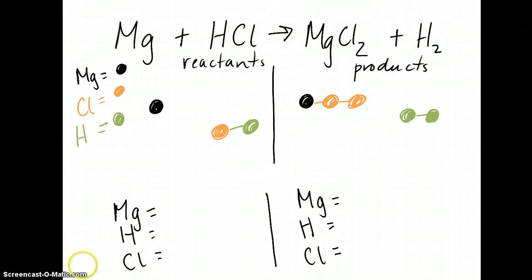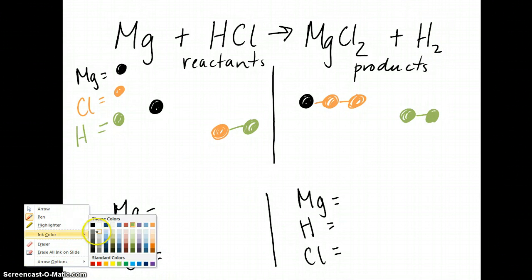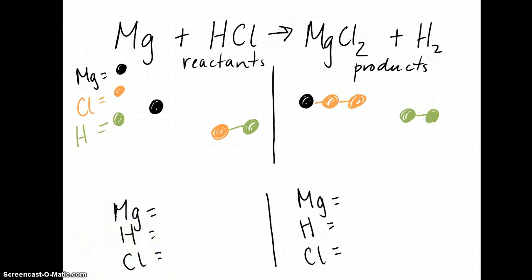So let's do our counting system and see how much we have of everything, and I'll move to the black pen again. So it looks like I have one magnesium here, and I have one magnesium here. They are both balanced, so you have the same number in the reactant side as in the product side. So let's take a look now at the chlorines. It looks like I have one chlorine here, and I have two chlorines here. So these definitely are not balanced. And hydrogen, I have one hydrogen here, and I have two hydrogens here. So the hydrogens aren't balanced either.